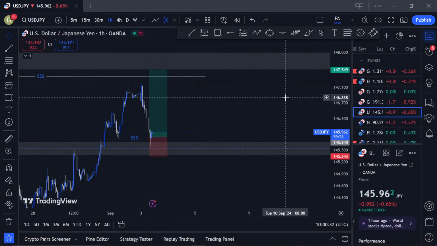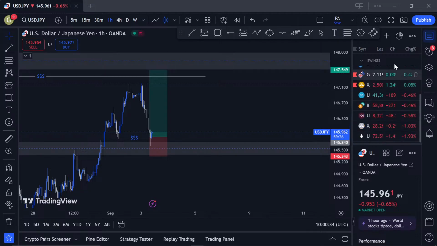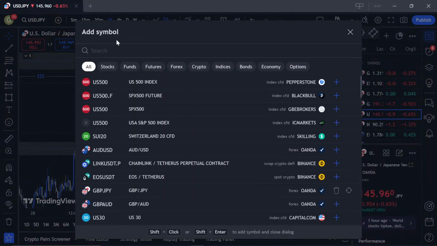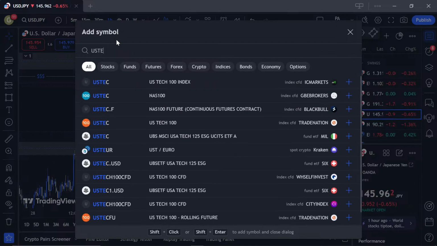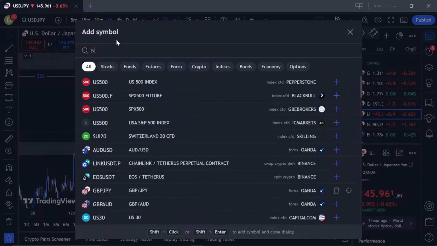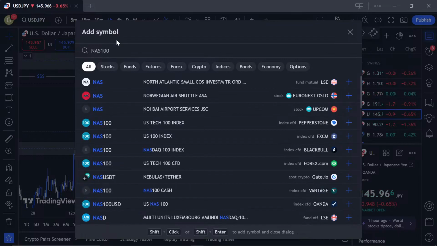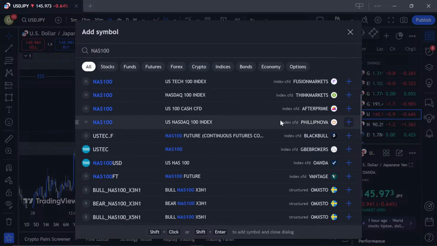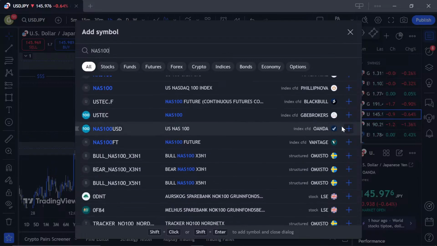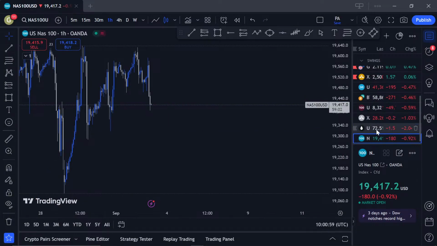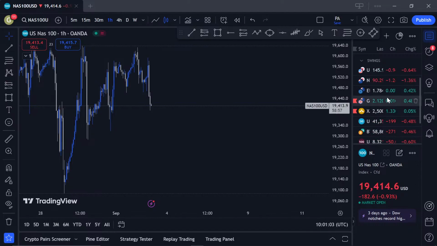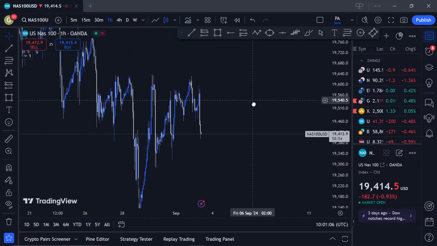So US tech. Let me just come over here and add it up. NAS 100, I believe that's US tech. Yeah, from Oanda. Okay, Oanda is my favorite, so I normally use Oanda for my analytics. Man, you guys just filled my whole system with a lot of markets today. Well, these are good pairs that you guys are dropping. High profit rate pairs.